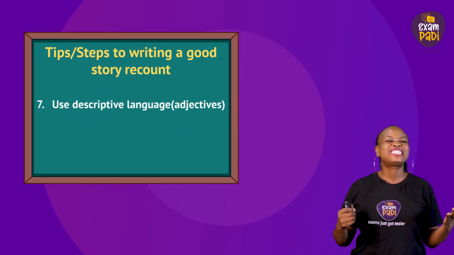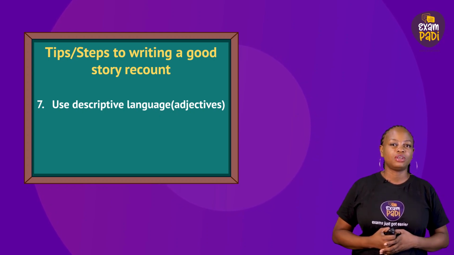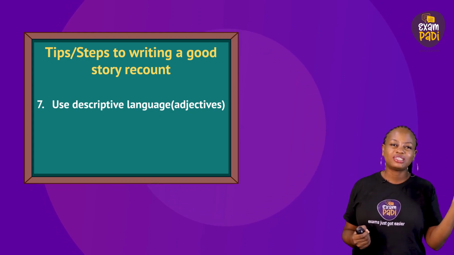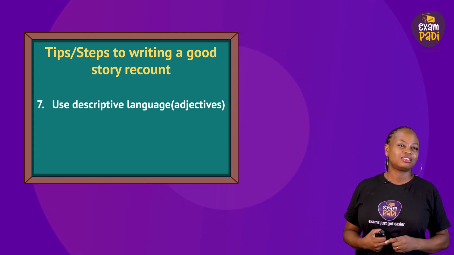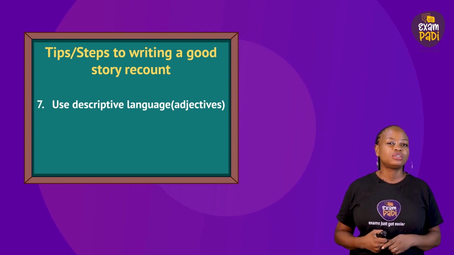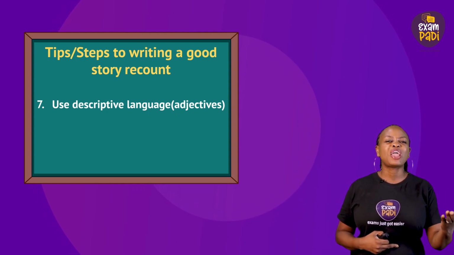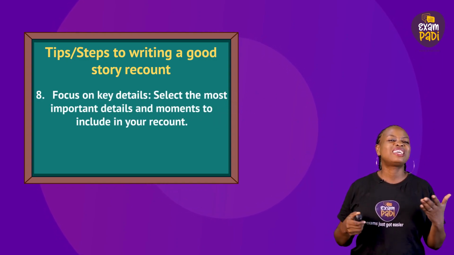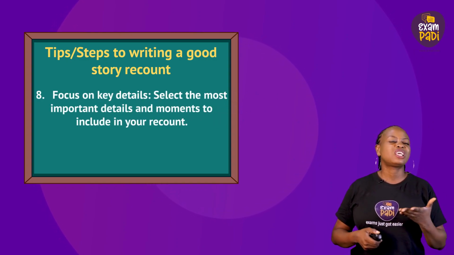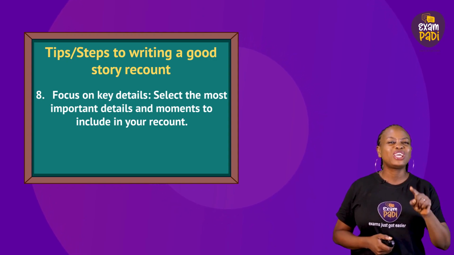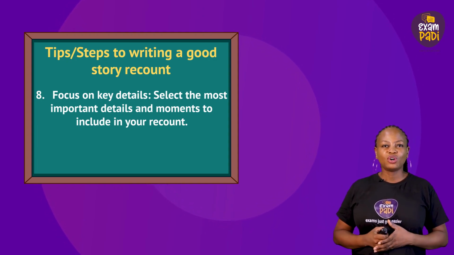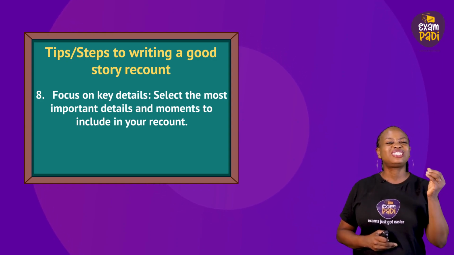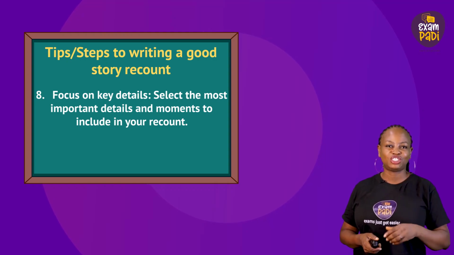7. Use descriptive language, that's adjectives. Use vivid and descriptive language to paint a picture in the reader's mind. Include sensory details such as sight, sound, smell, and feelings to make the recount more engaging. 8. Focus on key details. Select the most important details and moments to include in your recount. Be mindful of not overwhelming the reader with too much information. Choose details that are relevant and necessary.